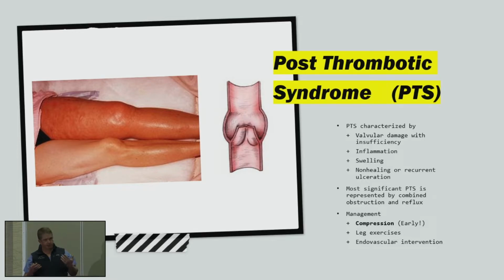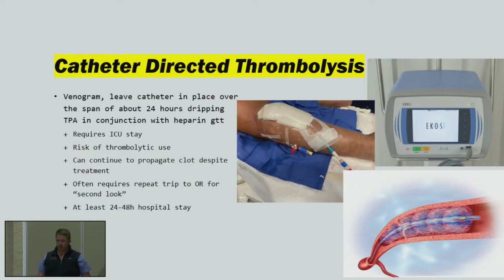So how do we manage these patients? Compression, compression, compression, compression, compression. But that only goes so far. You can't wear an Unna boot for the rest of your life. Well, some people do, but that's not the right thing, and they're pretty disgusting after a while. Leg exercises, that's really important. I tell these people to walk, keep their muscles intact, lose as much weight as humanly possible. That contributes significantly. And then endovascular intervention, kind of like what Lucas was talking about.